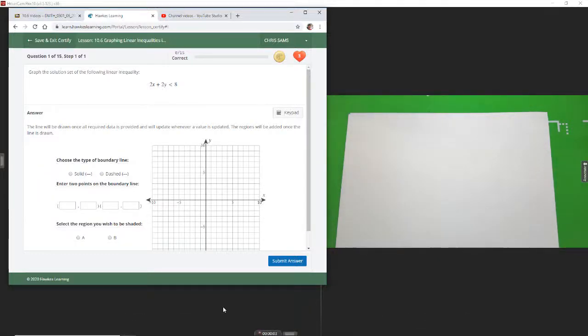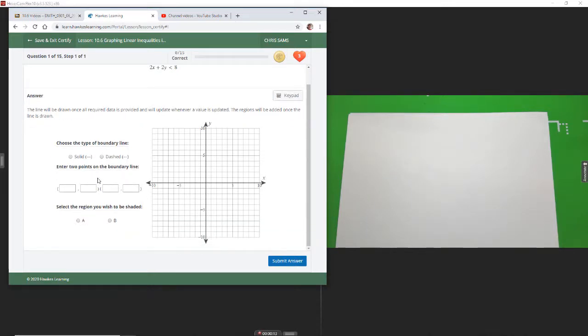All right, number one, we want to graph this equation. So there's several parts that we have to do here. We have to tell whether the line is going to be solid or dashed. We have to pick two ordered points, and then we have to tell which region will be shaded. And the regions will pop up after we put the points in and show the line.